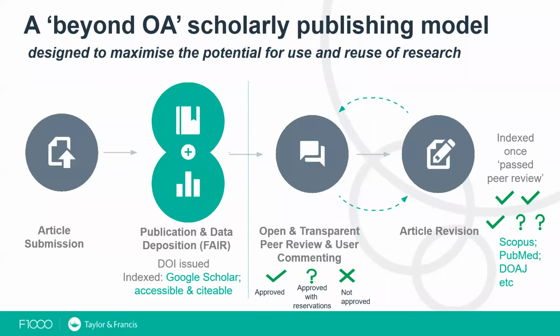But when we say that we are beyond this, we really want to open up as much of the publishing and research process as we can, with the core aim of maximizing use and reuse of research, which is what open access and open research essentially stand for. Now, the publishing model that I will detail here applies to any peer-reviewed articles that are submitted to F1000 Research.